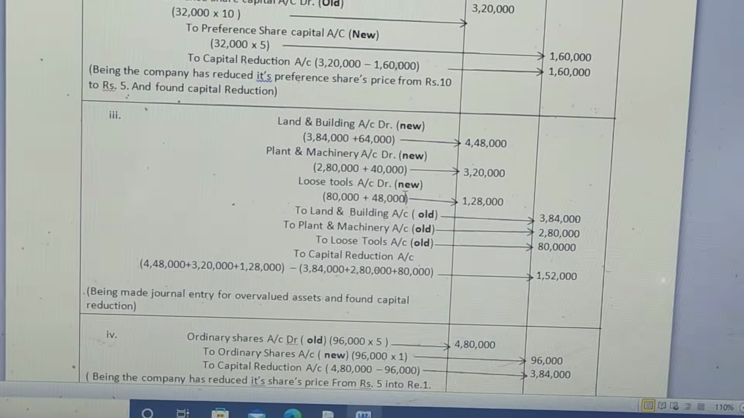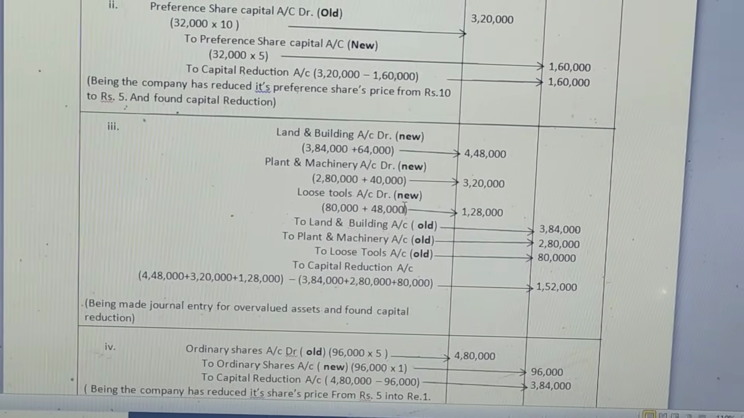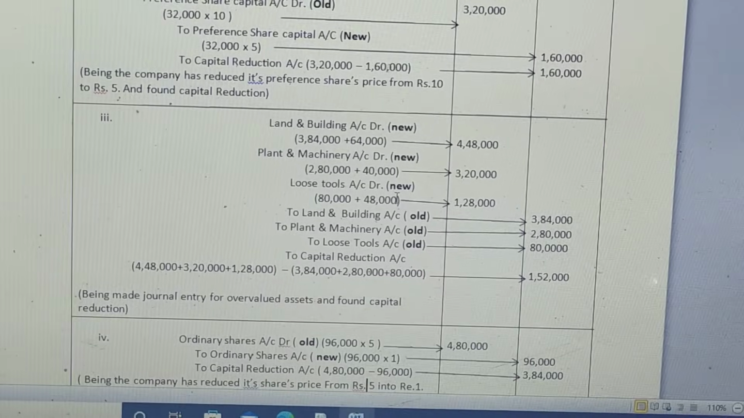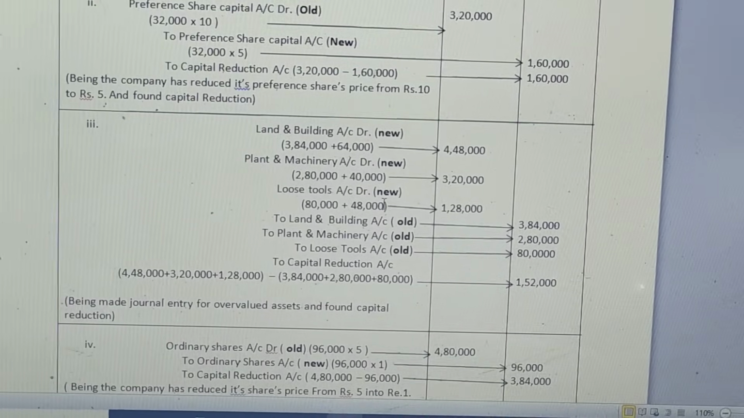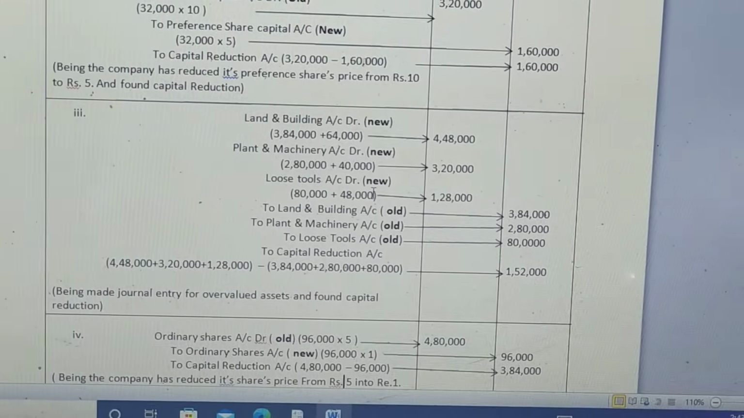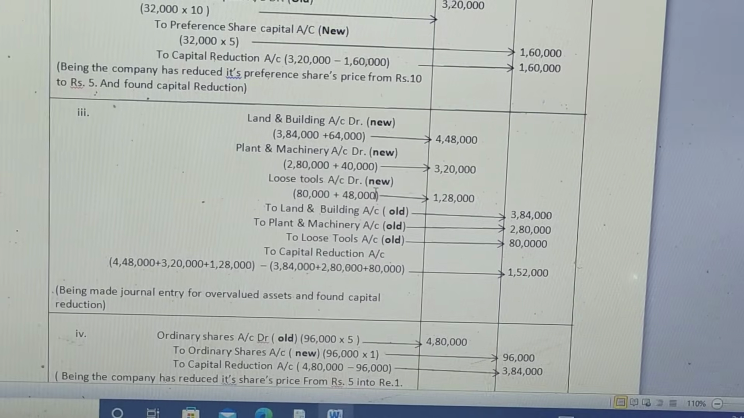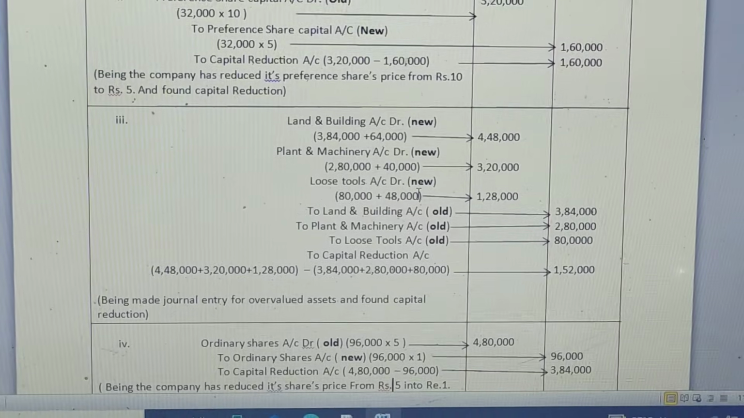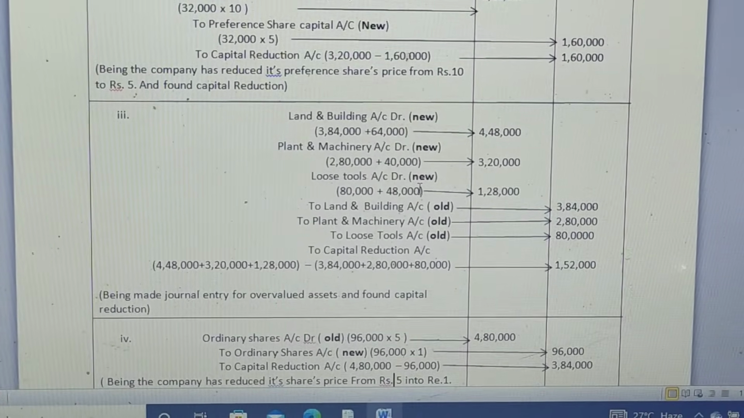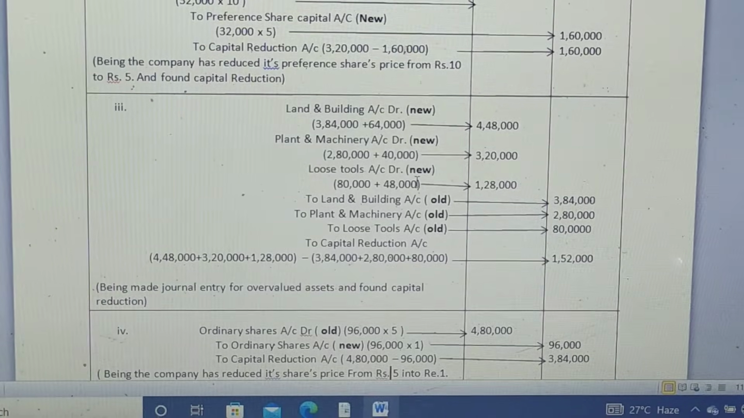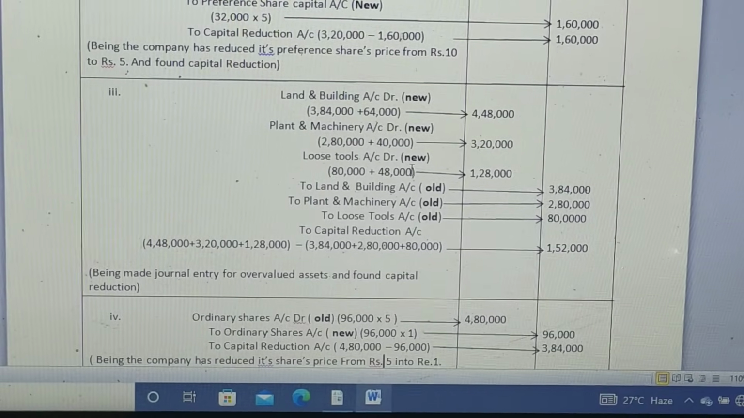And the third journal entry is land and building account debit, the new value. The old value is 3,84,000 plus the adjustment value is 64,000. It means the land and building value has increased or appreciated. So the total land and building value is 4,48,000, which we have to mention in the debit side. And plant and machinery account debit, new. The old value is 2,80,000 plus the adjustment value is 40,000. The total value is 3,20,000. The plant and machinery value has also increased.